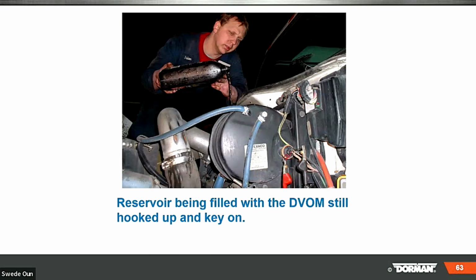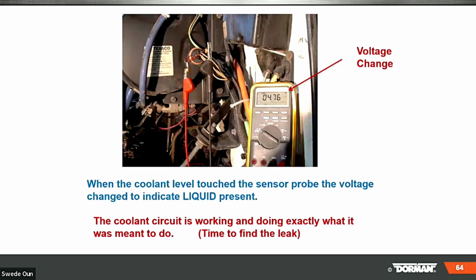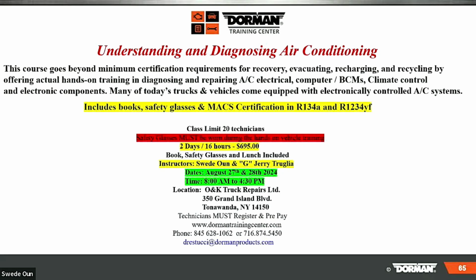Now, this was the thing. The empty reservoir started to fill, DVOM still hooked up. And guess what? When the coolant level touched the sensor, the voltage changed, indicating what I call liquid present. Now I am satisfied that the vehicle is going to go down the road. Definitely it's got a leak, no doubt about that, but I'm heading away from the coolant sensor, so that's what it was all about.